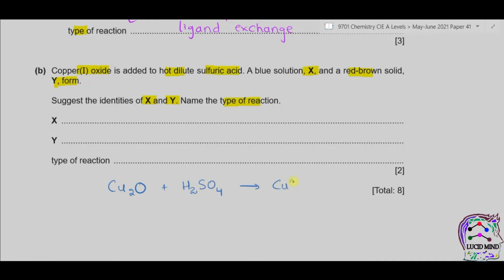Now it will form a blue solution of copper sulfate, which is X, and we have a reddish-brown solid. In these reactants, copper is the only thing that is reddish-brown in color, so copper is also formed. The identity of X is copper sulfate and Y is copper. We can see that oxidation and reduction have taken place. Copper is +1 on the reactant side as given in the question. On the product side it has converted into +2 and 0. So oxidation has occurred, reduction has also occurred, so we can write that this is a disproportionation reaction.